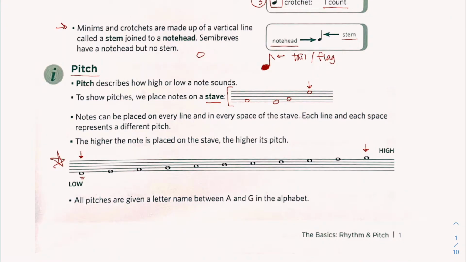All pitches are given a letter name between A and G in the alphabet. So we will be using the first 7 letters of the English alphabet in music, which are A, B, C, D, E, F, and G. So after G, you will just go back to A and start again. It goes A, B, C, D, E, F, G, A, B, C, D, E, F, G, and so on.